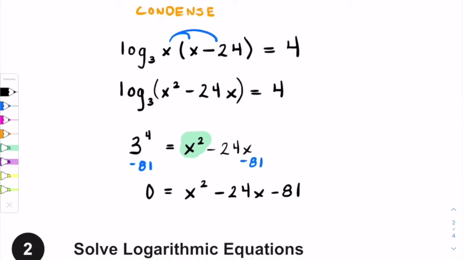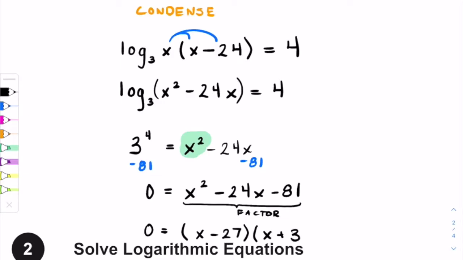And at this point, you can factor this. This factors to x minus 27 times x plus 3. All right, this is going to give us solutions of x equals 27 or x equals negative 3.